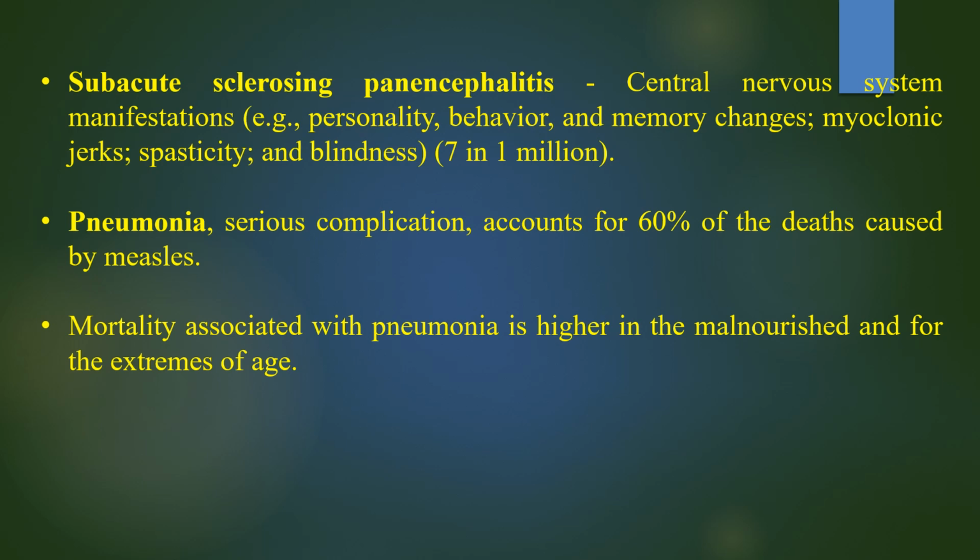The other complications of measles include subacute sclerosing panencephalitis, which is a delayed complication of measles. It occurs some 5 years after the primary infection in the central nervous system, which leads to a progressive loss of cerebral functions ending in spasticity, coma, and inevitable death within 1 year. This rare complication occurs in 7 people in a million.